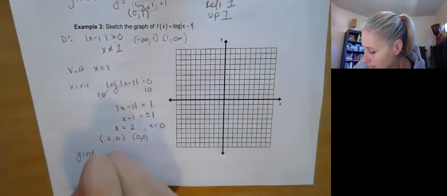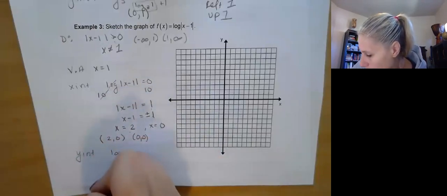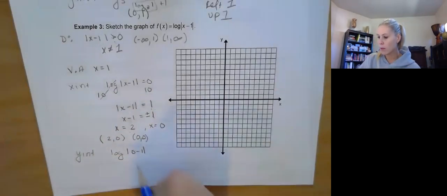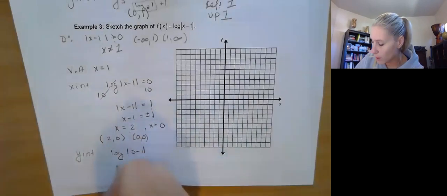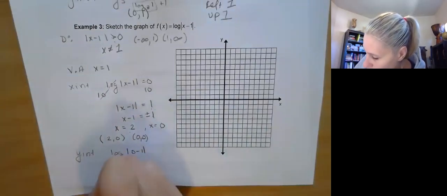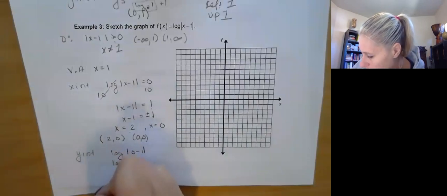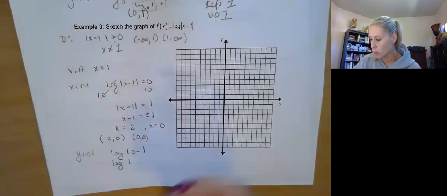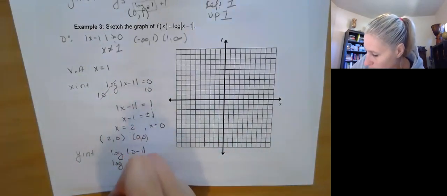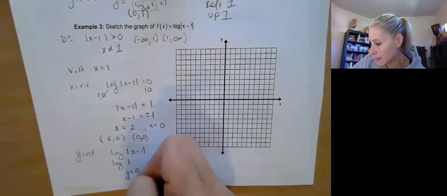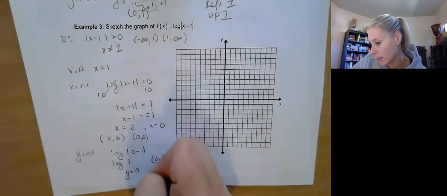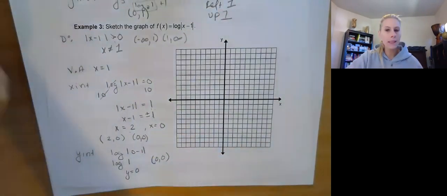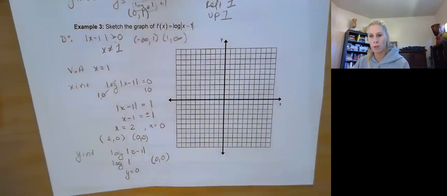All right, let's set x equal to 0. So log of the absolute value of 0 minus 1. Okay, well, the absolute value of -1 is 1, so log of 1. Wait a second, that's asking ourselves 10 to the what equals 1. So that means y equals 0, which makes sense because you can't have an x-intercept being 0, 0 if the y-intercept is not 0, 0. Okay, let's start graphing before we figure out what's going on here.